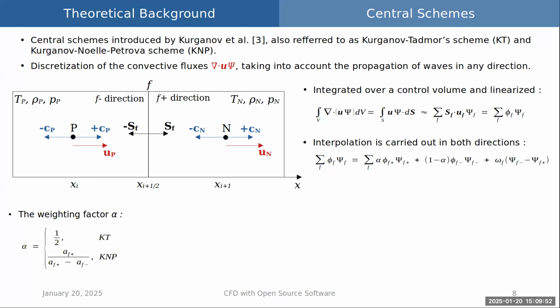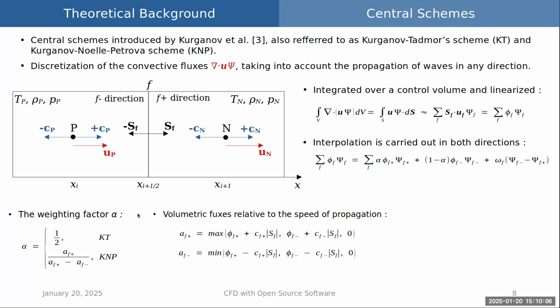The weighting factor alpha determines the contribution from positive and negative directions. Depending on whether you use the KT or KNP scheme, it's expressed in terms of volumetric fluxes, noted as aF plus and aF minus here, which account for the speed of wave propagation. You can see in their expression, you have the speed of sound multiplied by the surface of the cell. And finally, we have the diffusive flux omega, which is included to stabilize the solution.